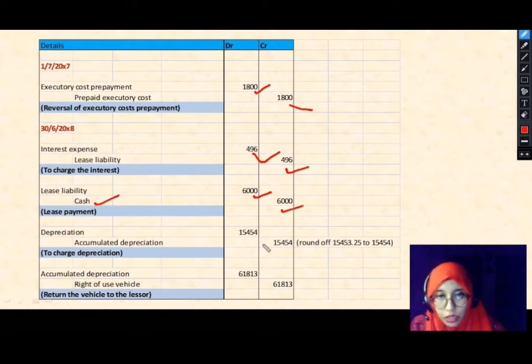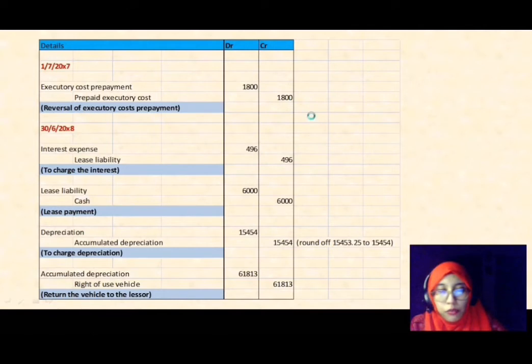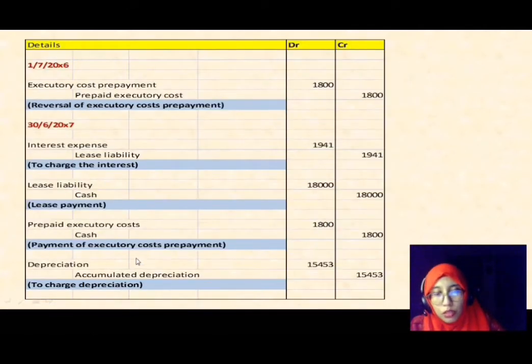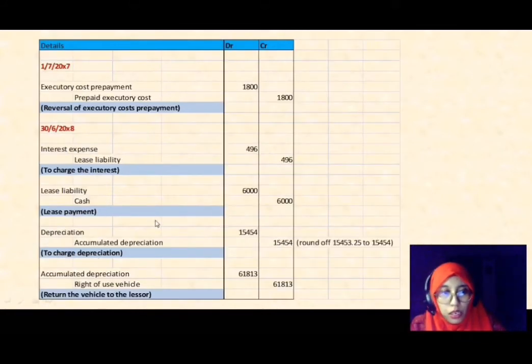Okay, depreciation here. So actually depreciation is equal, just round off this one. Basically I just round off to 15,454, because actually it has a decimal place. So this is to charge the depreciation. And the difference between this year and the previous year, you can see that we don't need to do prepayment. Okay, prepaid executory cost, we don't need to do that because this is the last year of the lease term.